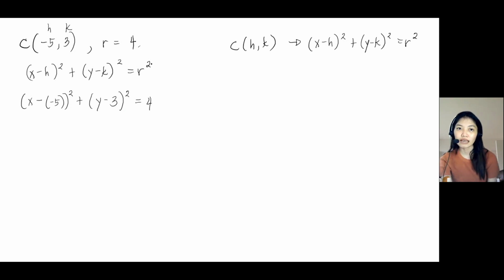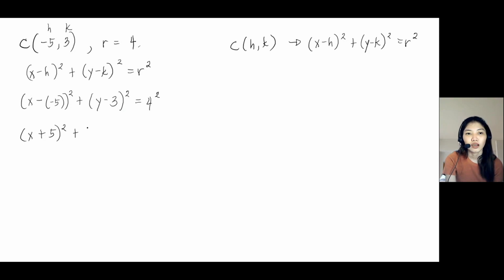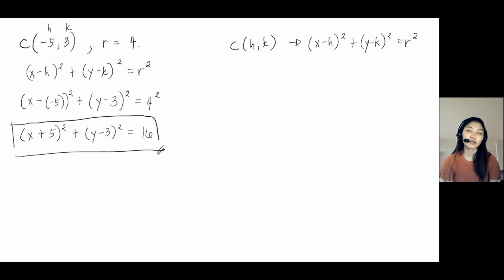So 4, and we also have exponent 2 here. Okay, and just simplify. So this will be x, negative multiplied by negative, that will become positive. Okay, so positive 5 squared, then plus y minus 3 squared is equal to 4 squared. Again, 4 squared is 4 multiplied by 4, and that is equal to 16. Okay, so now the standard form of the equation of the circle is x plus 5 squared plus the quantity y minus 3 squared is equal to 16.